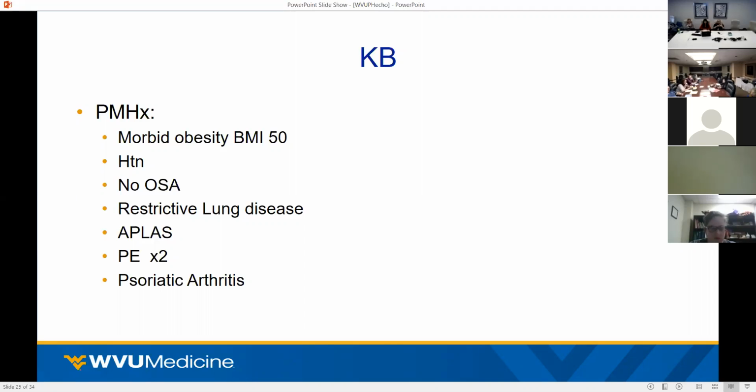So just by history, there's some flags. She's 39, so she's younger, but also she has some markers, hypertension, morbid obesity, that kind of puts her towards left side heart disease, but then she has also recurrent PE. So I think of chronic PEs as well as a cause. Next slide.